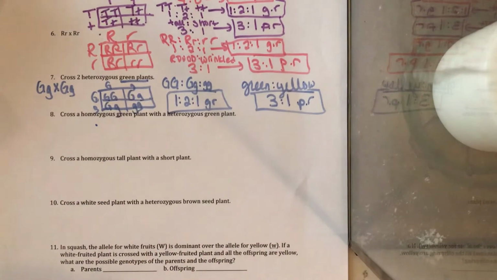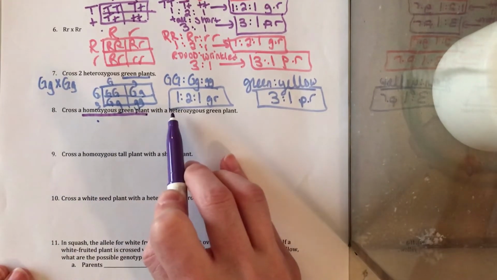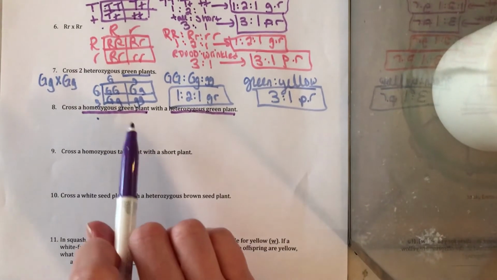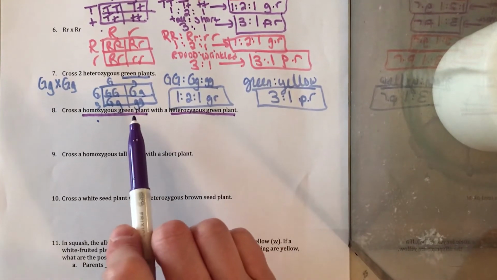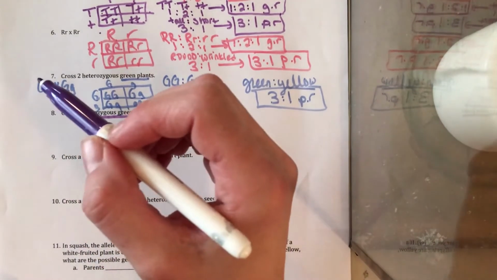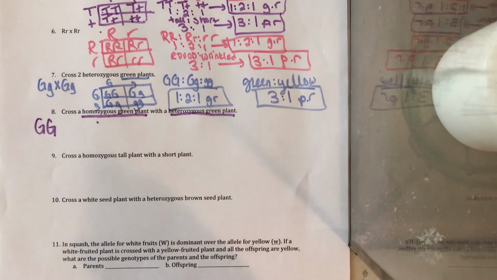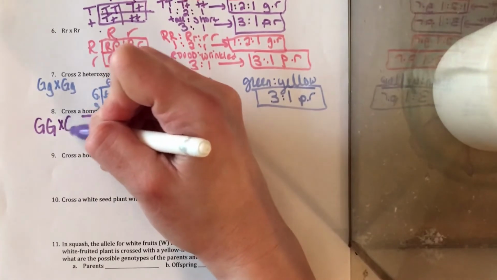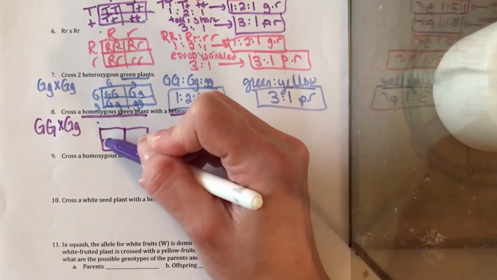For number 8, it says cross a homozygous green plant with a heterozygous green plant. So we see that both of them are showing the dominant phenotype. Homozygous green plant means it has 2 of the same alleles, and green is the dominant, so we know that it's capital G, capital G. A heterozygous green plant has 2 different alleles, so it's capital G, lowercase g. All right, and then the rest is the same as what we've been doing.